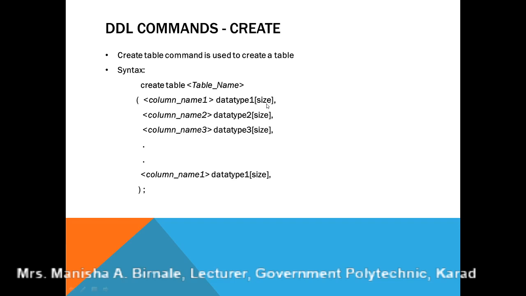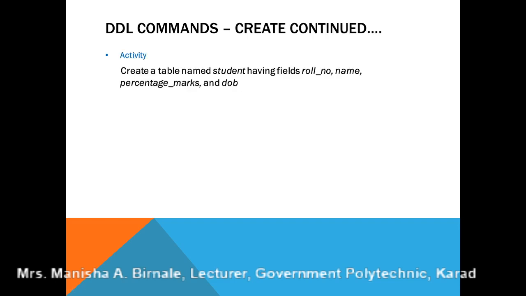Here size is written in square brackets. Square brackets mean it is optional. For some data types there is no need to specify size, and for some data types like char, varchar, number, you have to specify size. After specifying all the columns, closing bracket and then semicolon. Every command is terminated by a semicolon. So this is the syntax of the create table command, and using this command you can create a new table in your database.